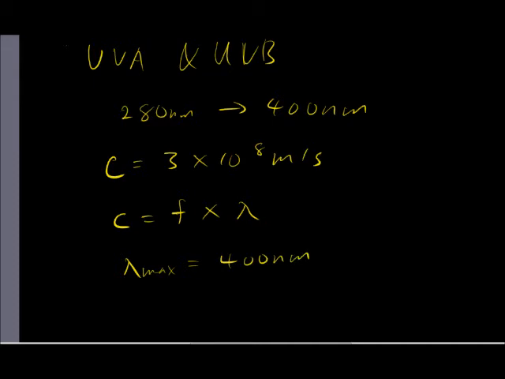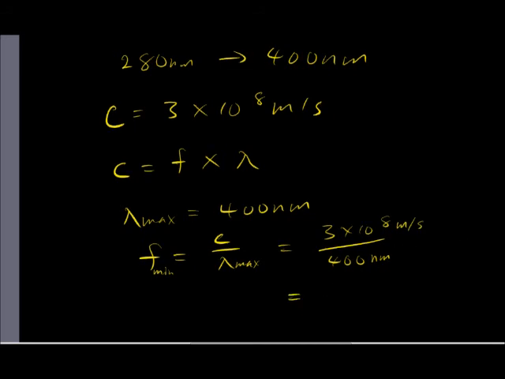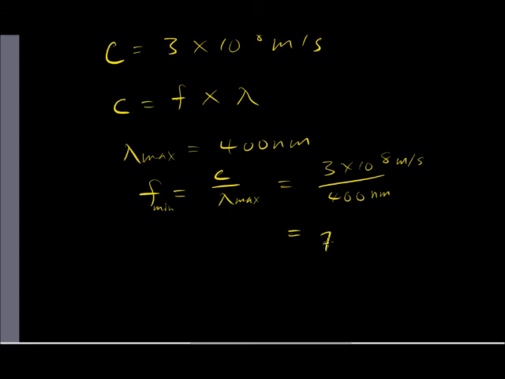So the equation is straightforward. f is equal to c over lambda max, and of course this is f minimum. This will be equal to 3 times 10 to the power 8 divided by 400 nanometers. Of course, this is in meters per second. And then this gives 7.5 times 10 to the power 14 hertz. Alright, this is the answer.